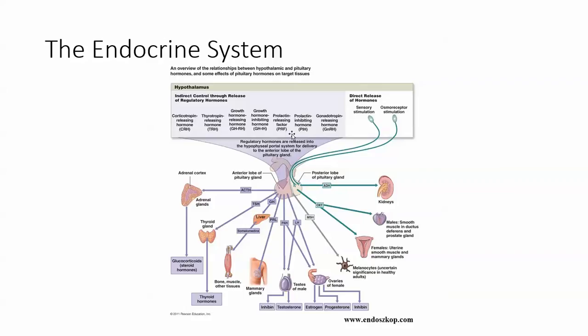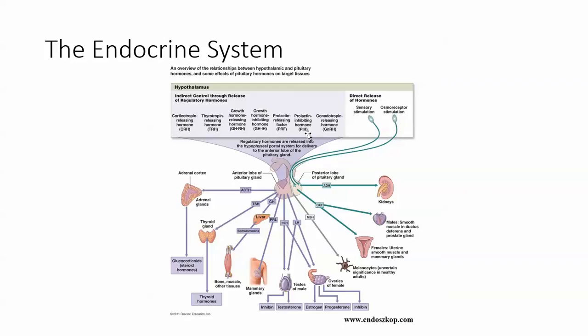We have prolactin releasing factor, prolactin inhibiting hormone. This inhibits the release of prolactin, also called prolactostatin. These are a dopamine agonist used to treat hyperprolactinemia. Now, let's talk about the difference real quick between an agonist and an antagonist.